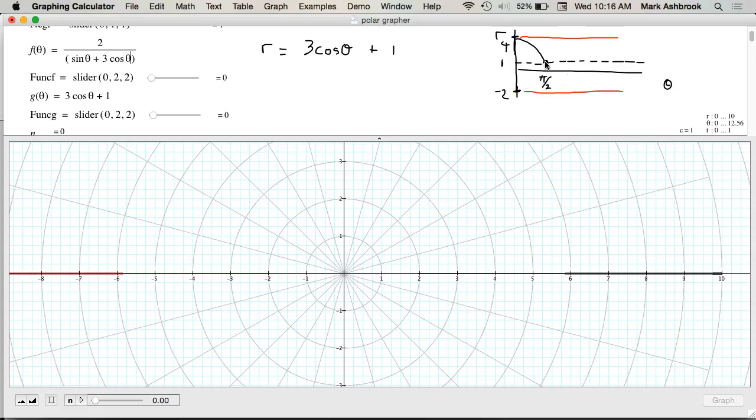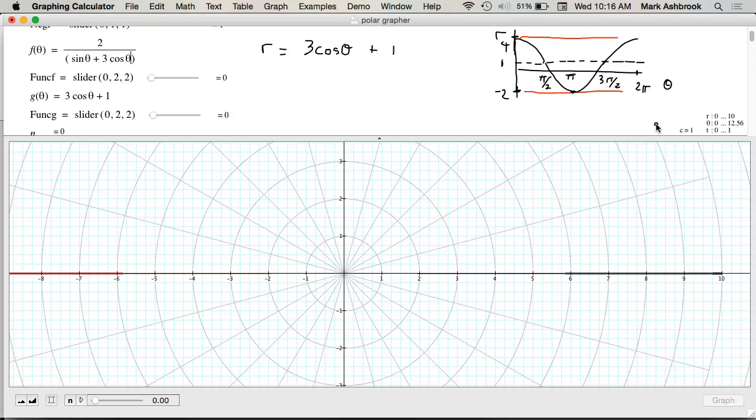And then it's going to go from the midline to the min when we hit the angle what? Pi. So down here, angle pi. And then from the min back to the midline at what angle? 3 pi over 2. And then back up to the max at 2 pi.